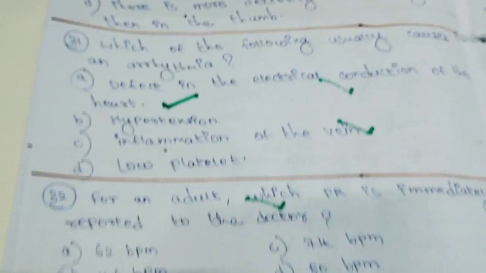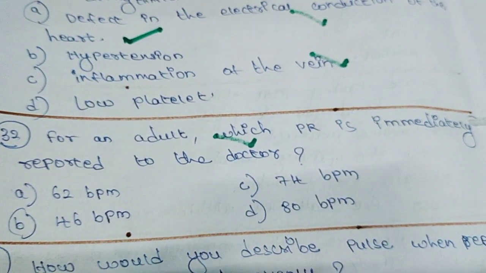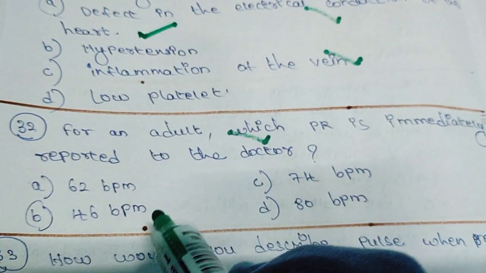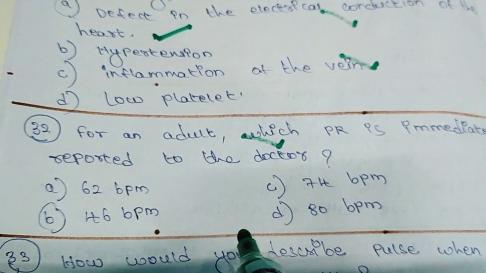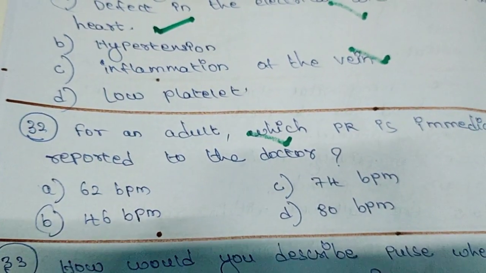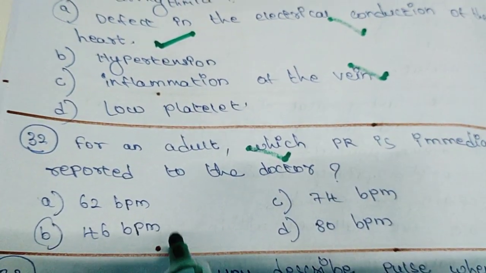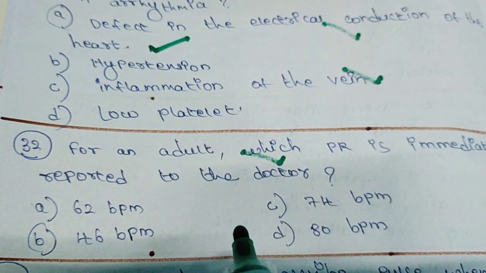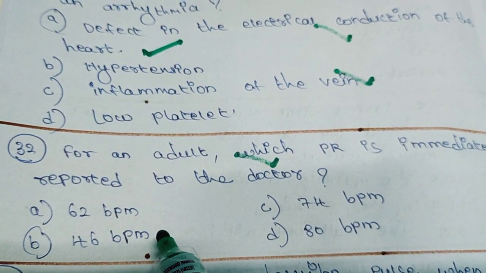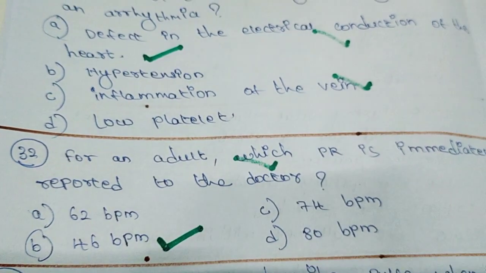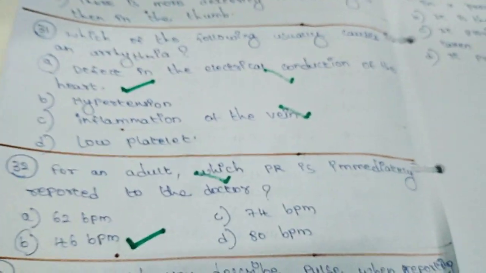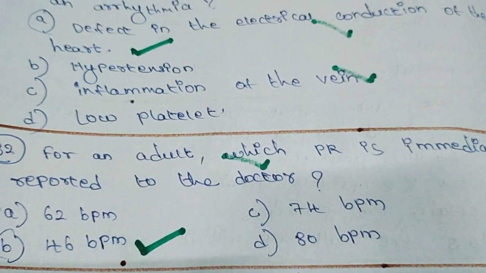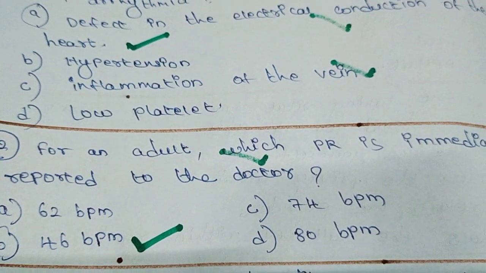The next question, for an adult, which pulse rate is immediately reported to the doctor? 62, 46, 74, or 80? The normal pulse rate for a healthy adult is 60 to 100 beats per minute. So all the other options, A, C and D, are normal pulse rates. The abnormal one is 46, which is low. That means the person is having bradycardia. So if the pulse rate is 46, it has to be reported to the doctor immediately.